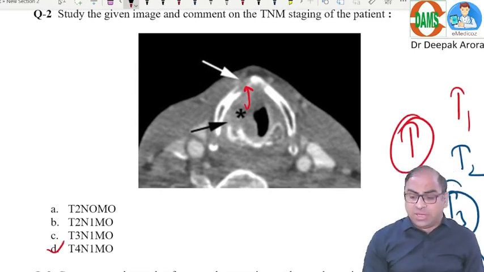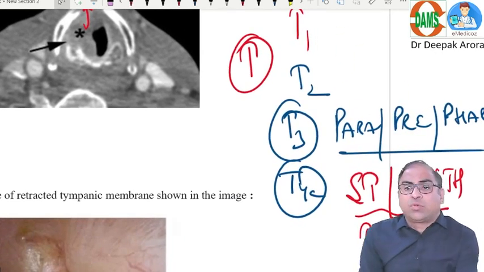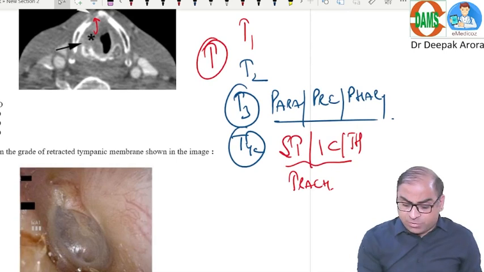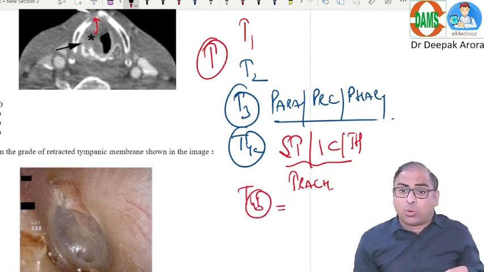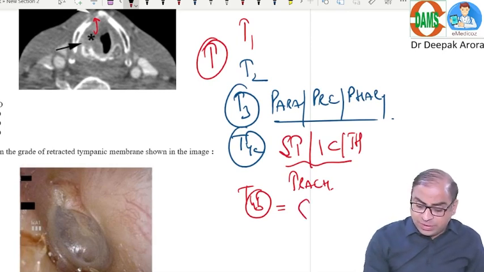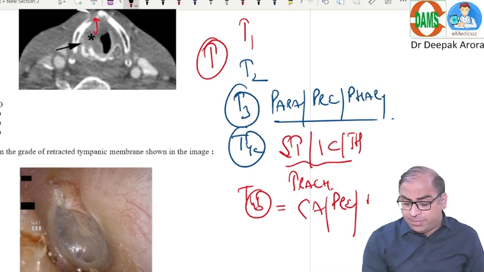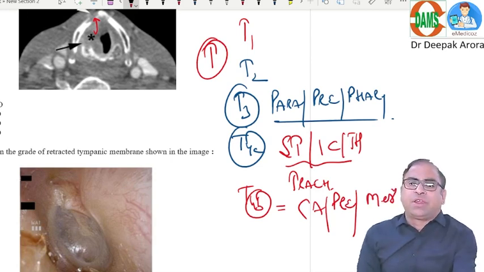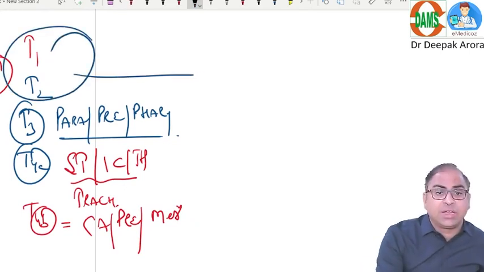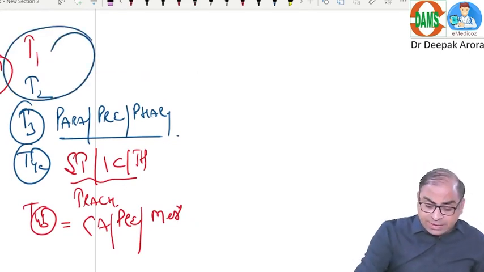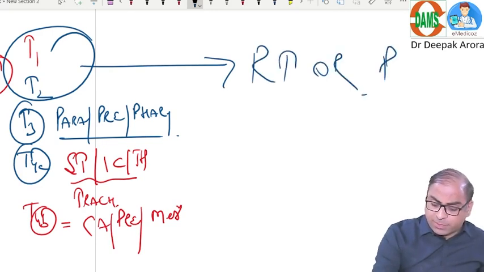Am I understandable? Clear? And T4B, what is T4B? T4B will be involvement of mediastinum, carotid artery, prevertebral space. If the carotid artery, prevertebral space or your mediastinum is involved, we go in favor of T4B. What is the golden rule of management with T1, T2 single modality? I will be going for single modality radiotherapy, or I will be going for partial laryngectomy.